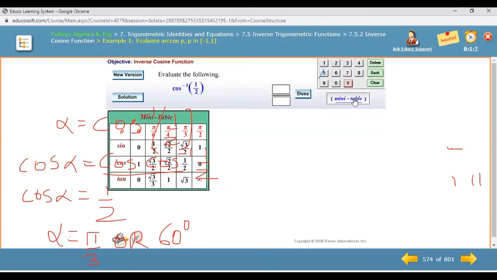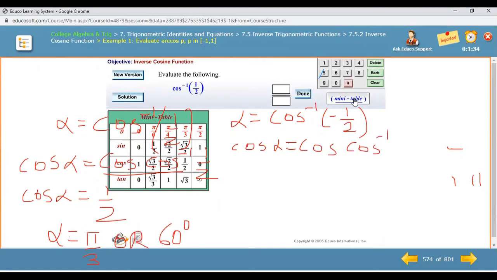But what happens if the angle is negative? Let's solve a similar problem. Let's say we are solving cosine inverse negative 1/2. So alpha equals cosine inverse negative 1/2. Okay, let me write it down. I operate cosine on both sides, so cosine alpha is cosine of cosine inverse negative 1/2. They cancel out the effect. So cosine alpha is negative 1/2.